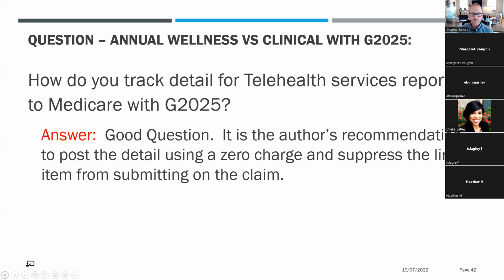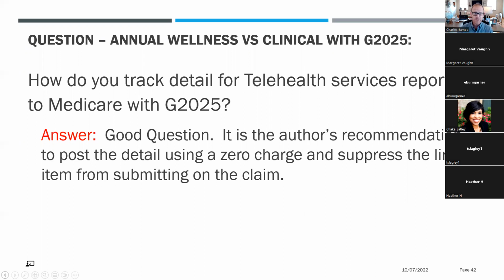The only thing we ever knew to come up with is, and I'd always suggested this at first, but I got myself in a little trouble because once you put it in a presentation and put it in writing, people think it's required. My recommendation was to report the detail with G2025. So report the annual wellness visit, but suppress it and not let it submit on the claim. It would bomb the claim. Claim wouldn't pay. But then you at least have detail so you know what service was provided with that G2025.